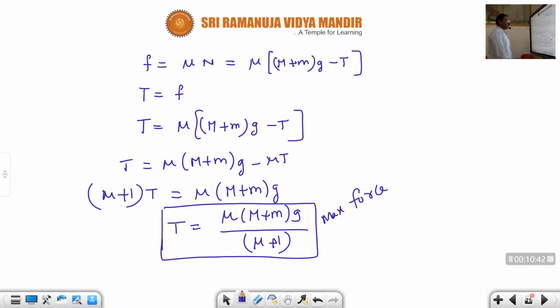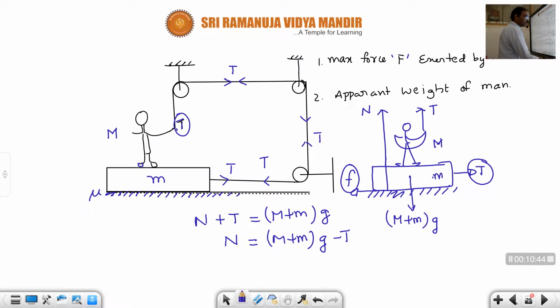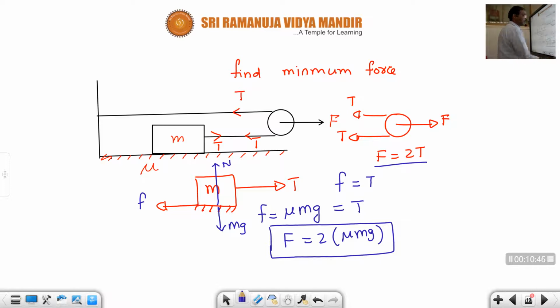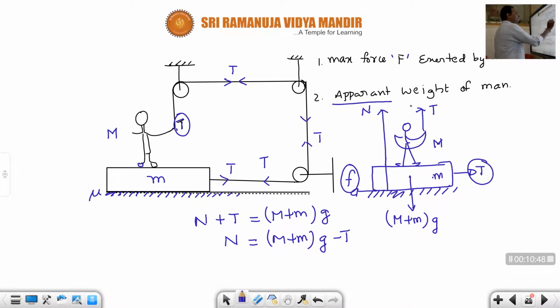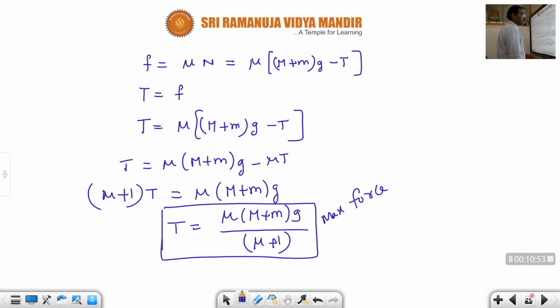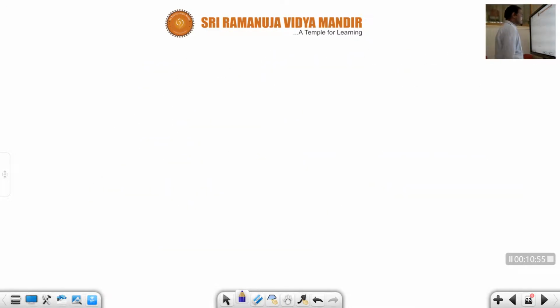And coming back to the next question, what is he asking? He is asking, what is the apparent weight of the man? To find the apparent weight, consider the minimum apparent weight. What is the minimum apparent weight of the man? Because the system is not accelerating, in this condition the apparent weight will be minimum.